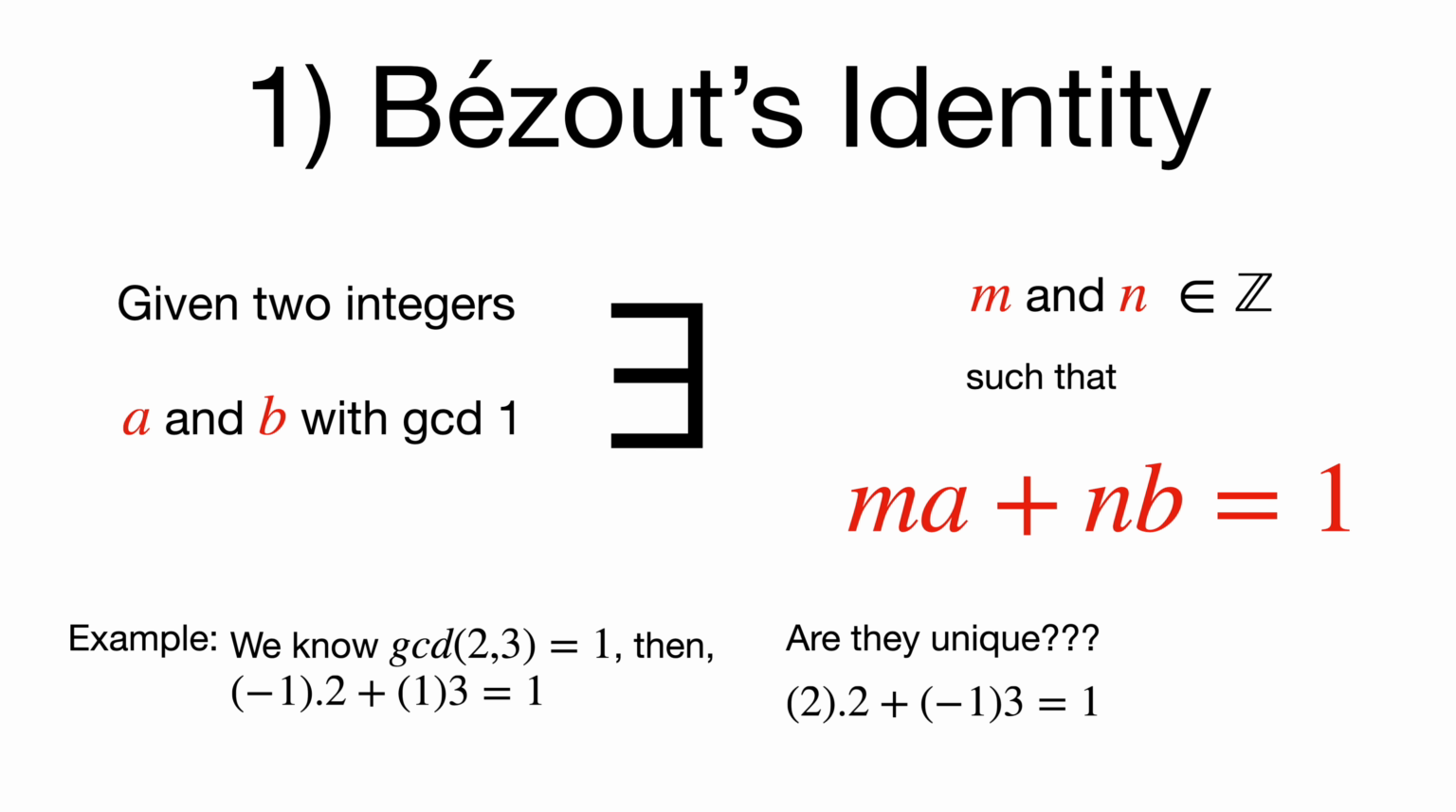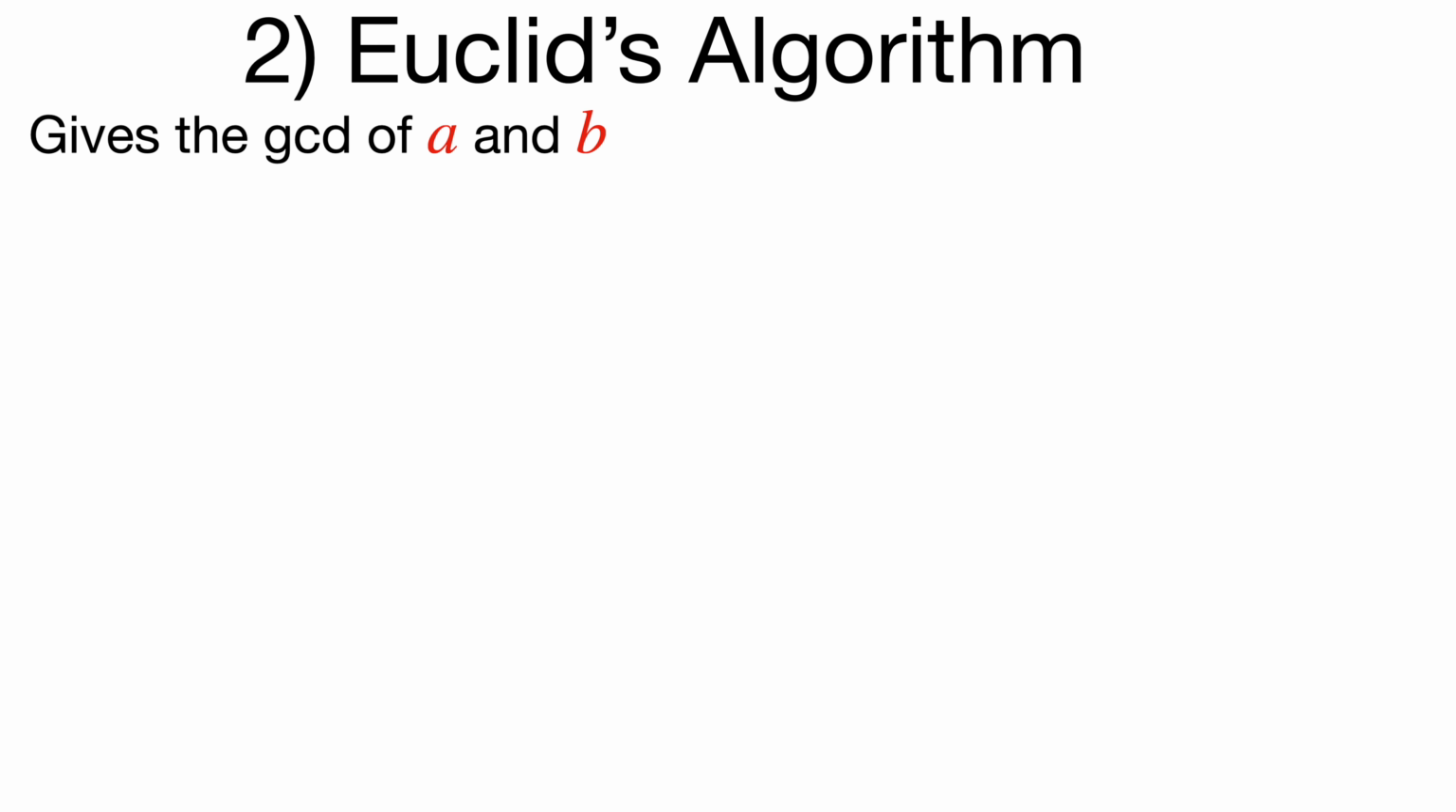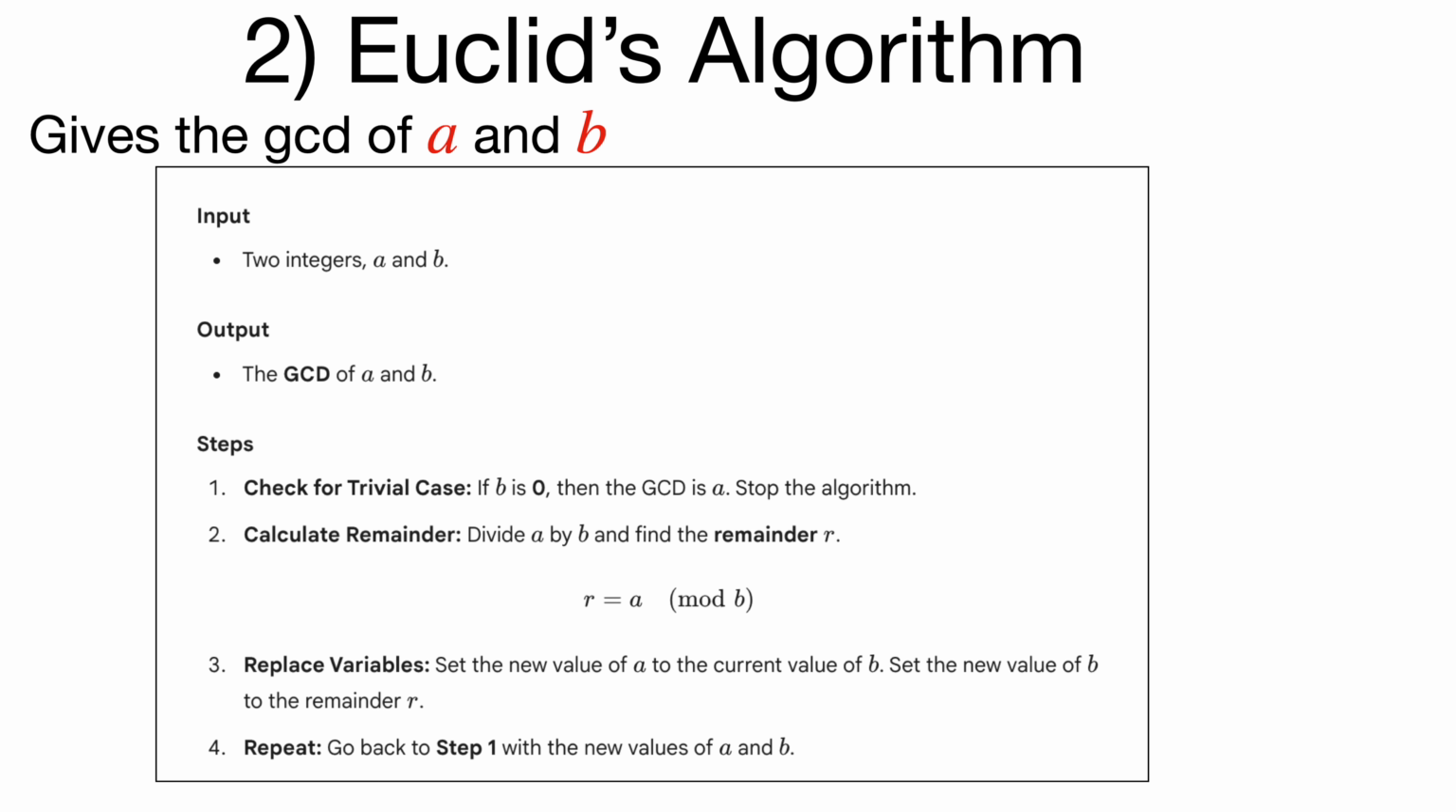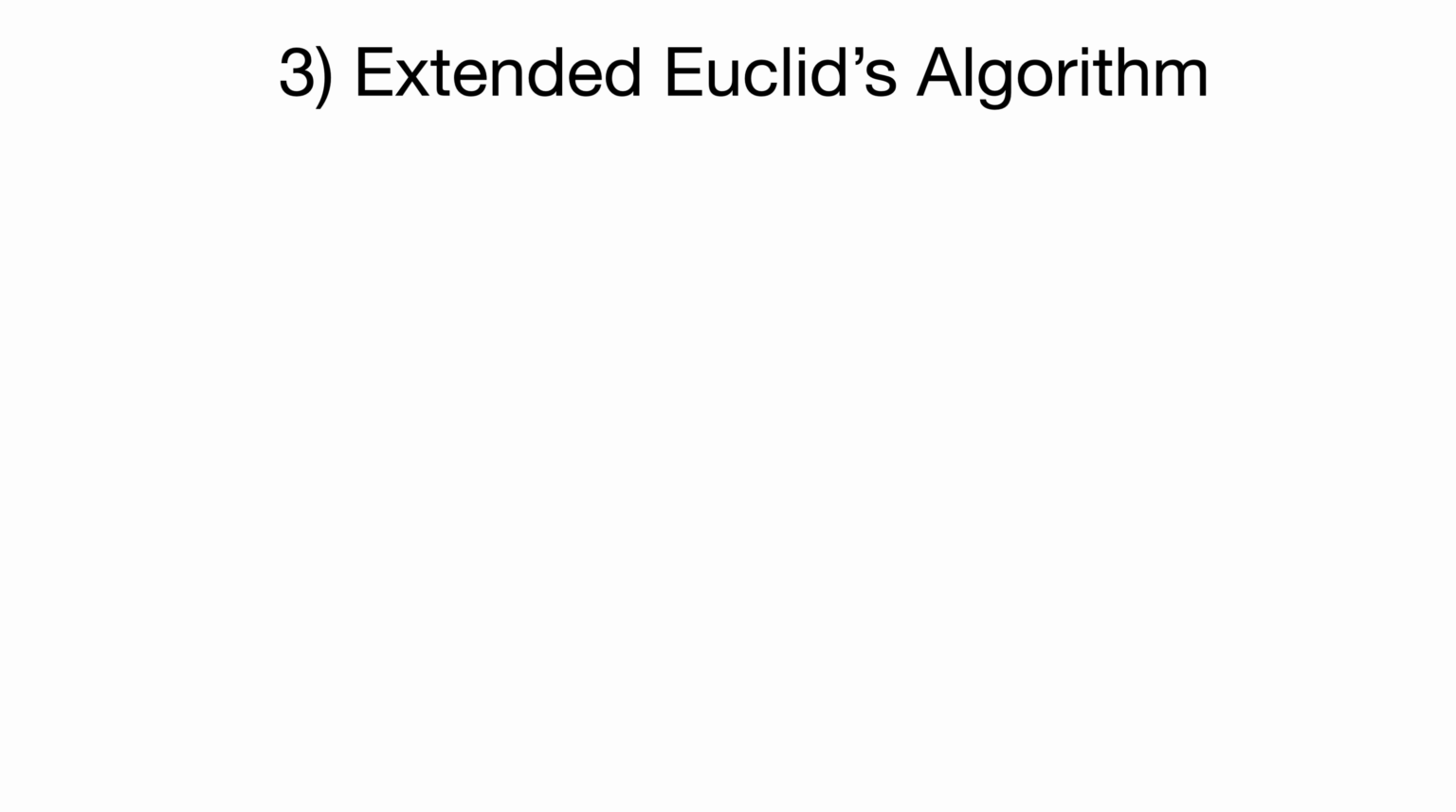Now we get into Euclid's algorithm. Euclid's algorithm is to compute the GCD of two numbers a and b. We are not going to discuss the whole algorithm. For reference, I have given it on the slide. You can pause and watch it. Now we move to the extended Euclid's algorithm.